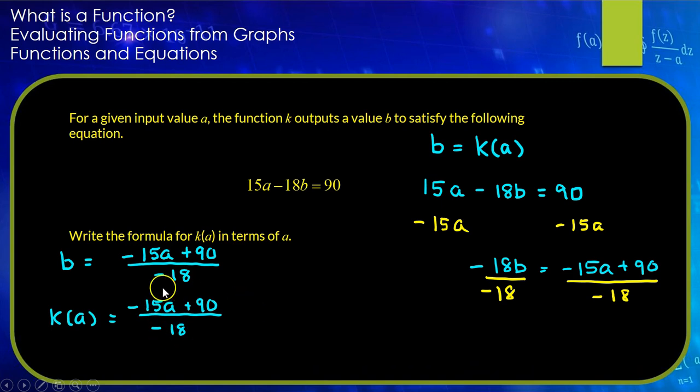And this could definitely be simplified much more. Negative 15 divided by negative 18 simplifies into 5/6. So we have 5/6 a. You can even say 5a over 6 if you want to. 90 divided by negative 18 becomes negative 5. So k of a equals 5/6 a minus 5 would be probably the most frequent way this function would have been written.